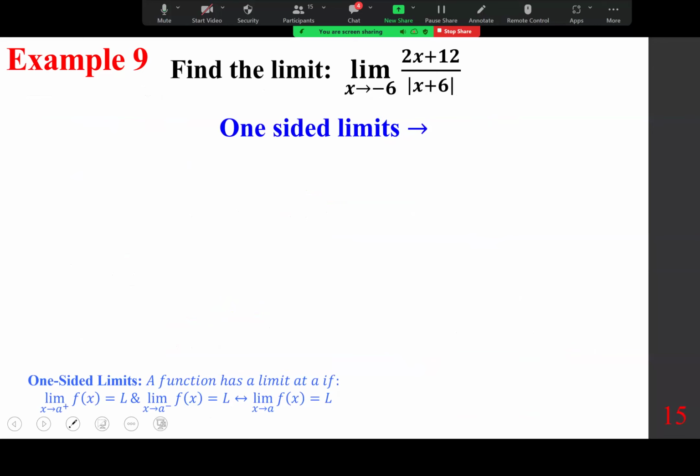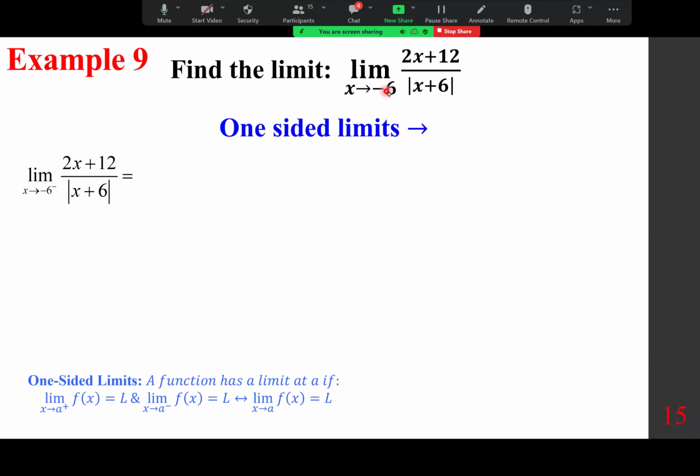All right, given 2x plus 12 over the absolute value of x plus 6, we want to find the limit of 2x plus 12 over the absolute value of x plus 6 as x approaches -6. So we are looking at one-sided limits. In order to look at the one-sided limit, we're going to look at the limit as x approaches -6 from the left and -6 from the right.